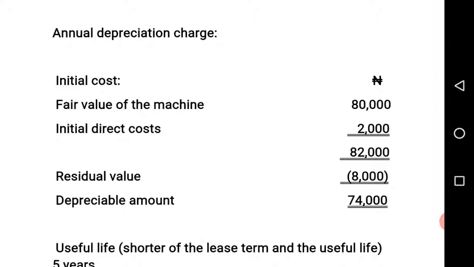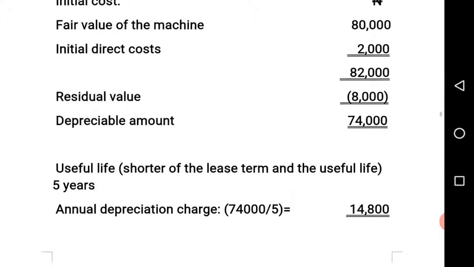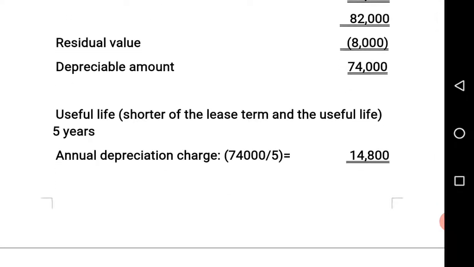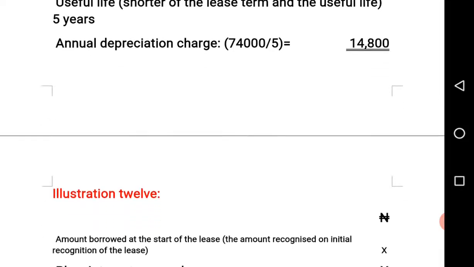Now what we were asked was the annual depreciation charge. So if we were to get the annual depreciation charge, we have a 5 years useful life. We'll divide 74,000 by 5 years useful life. That gives us 14,800 naira, Canadian dollars, whatever amount you use.